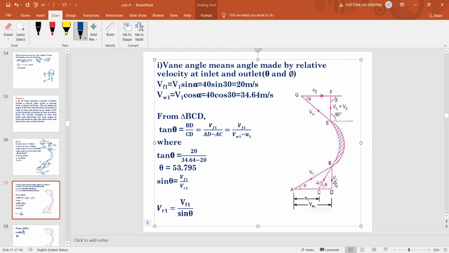Now we need to find VR1. For finding VR1, we take sin theta equal to opposite by hypotenuse, so VF1 by VR1. Substituting, VR1 equals VF1 by sin theta. VF1 value is already there: 20 divided by sine of 53.795, which we calculated just now. So 24.78 meter per second, which is also equal to VR2.